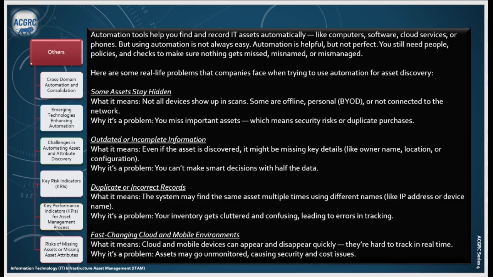The other one is that cloud and mobile devices can appear and disappear quickly. That's the nature of cloud. We have gone there because we want something to be built quickly, and once done, we want to take it off so we save on resources. But that causes this problem of assets disappearing and appearing. They are hard to track in real time. In such cases, an asset may go unmonitored, causing security and cost issues.